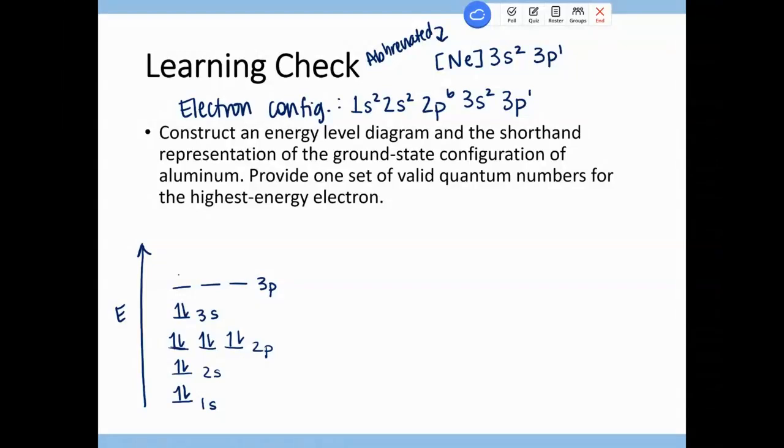3s is full, and the 3p has 1 electron. Another important thing, I actually don't know if I already said this or not, but you must have in each orbital 1 electron spin up, so arrow pointing up, and 1 electron spin down, an arrow pointing down. If both of them are pointing up or both of them are pointing down, that's incorrect. That's implying that 2 electrons in the same orbital have the same 4 quantum numbers, and that is not allowed. So don't do that. 1 up and 1 down. Questions on orbital diagram?